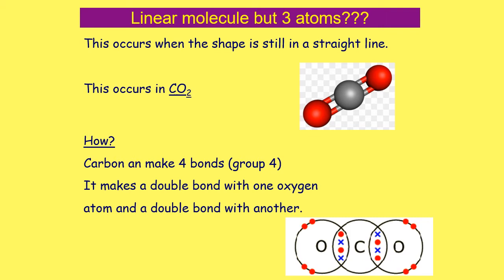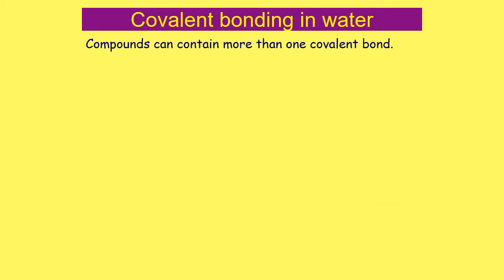So carbon dioxide still forms a linear molecule, but very differently to your diatomic molecules and to hydrogen fluoride or hydrogen chloride. Next molecule we're going to look at is water. And compounds can contain more than one covalent bond, as we already saw for carbon dioxide.